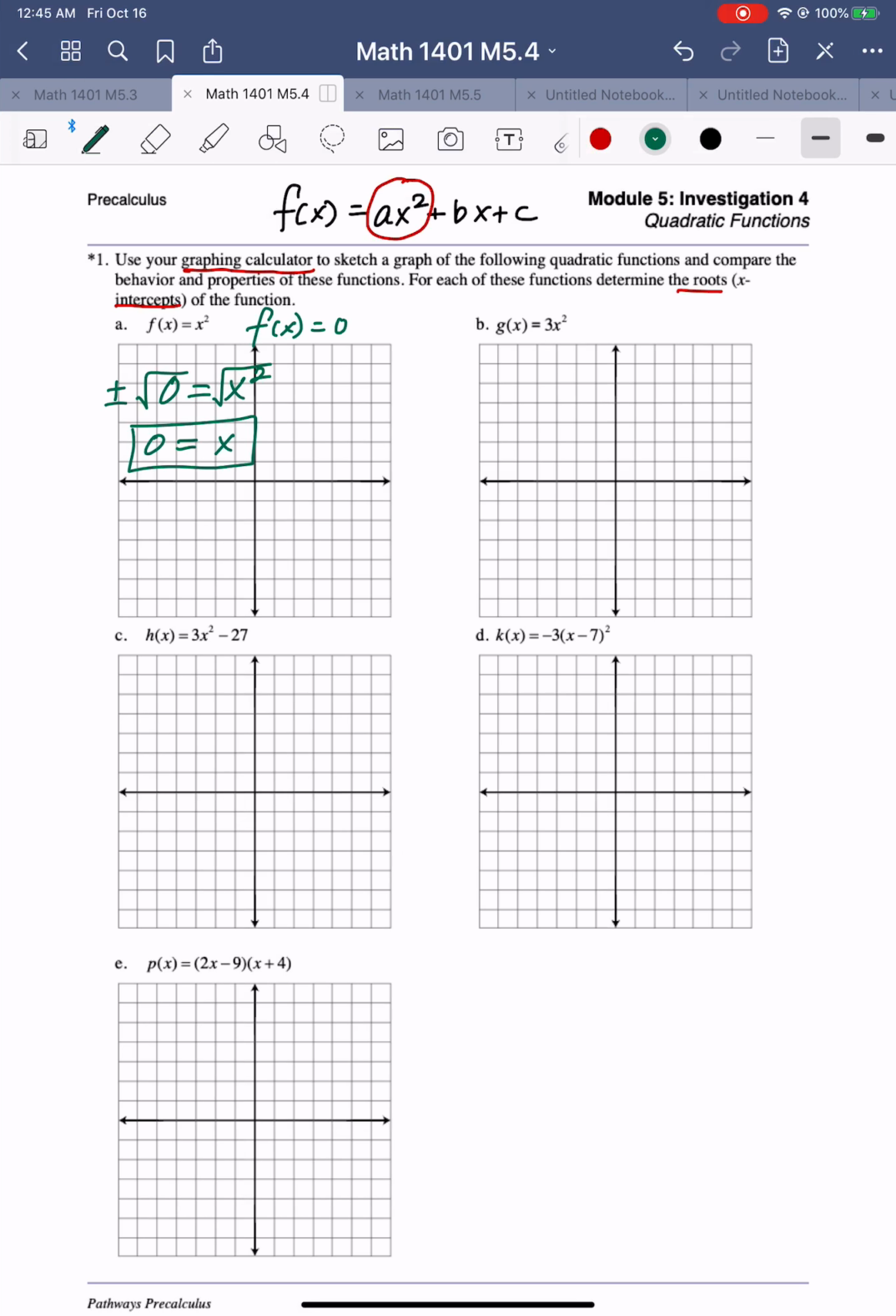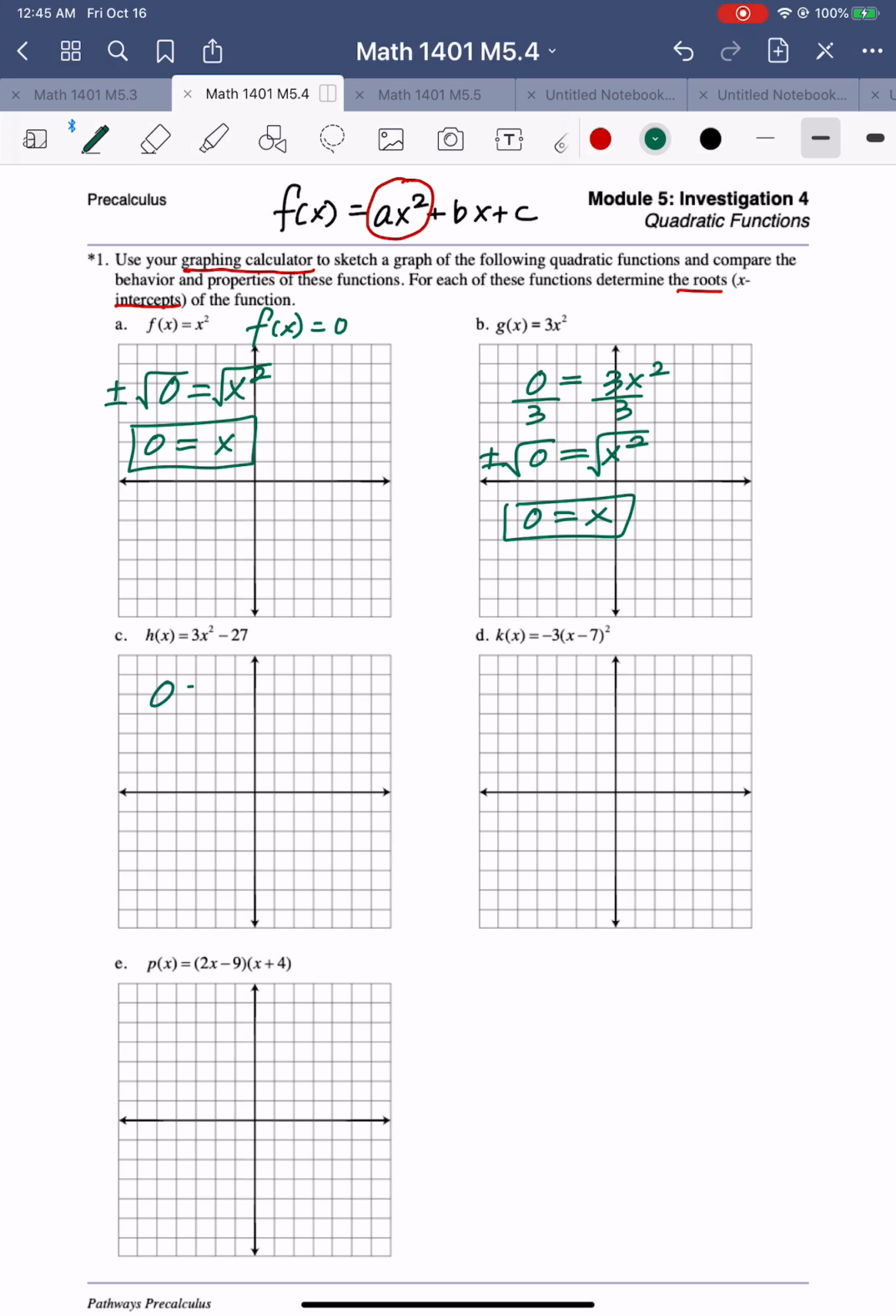For the b function, g of x equals 0, 3x squared divided by 3, you still get 0 equal to x squared. So same as that function, square root both sides. Then you got 0 equal to x. So only one solution, which is one root.